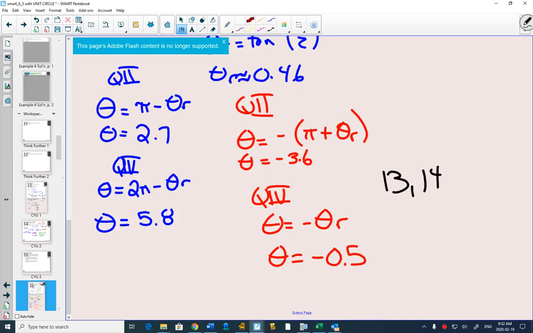Again, I would say of these examples, question 4 is the most typical one that you'll see often on exams. So make sure you practice questions 13 and 14.